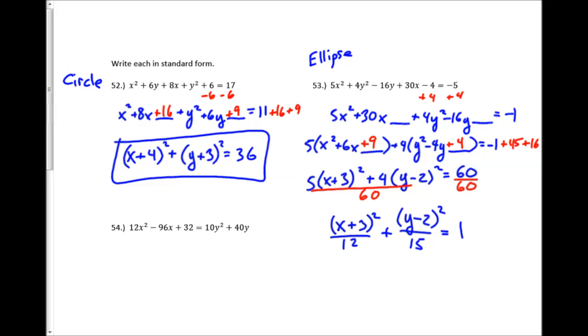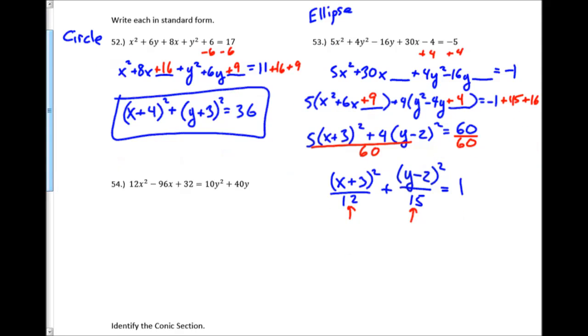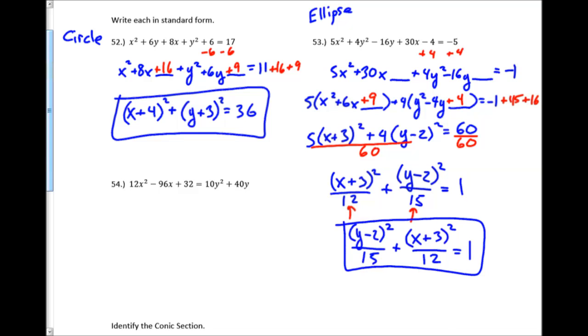And now there's one last thing that I need to do with this guy. Because this is an ellipse, technically, the larger denominator has to be written first. And so I have to switch these two fractions around. So when I do that, I'm going to rewrite this as (y minus 2) squared over 15 plus (x plus 3) squared over 12 equals 1. Now it's written completely in my standard form. Okay?